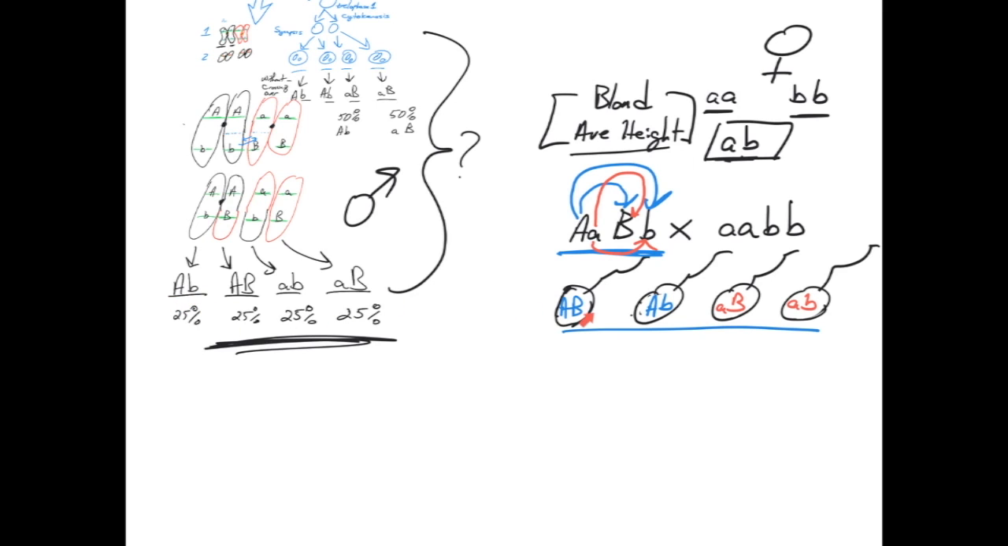Big A, little B; big A, big B; little A, big B; little A, little B. All four are there, and this is a way to make sure you get it right. So these are the four possible sperm that I can produce as the male dwarf. This is all I can give. These are the sperm, the possibilities.